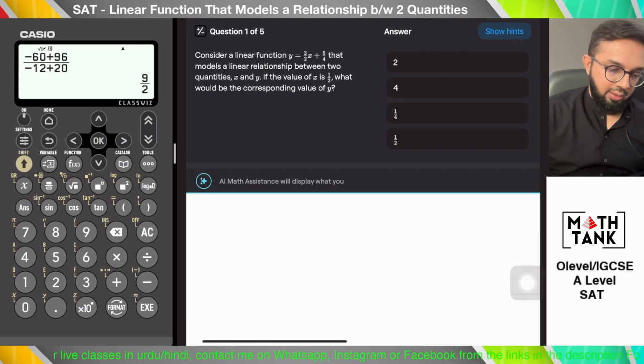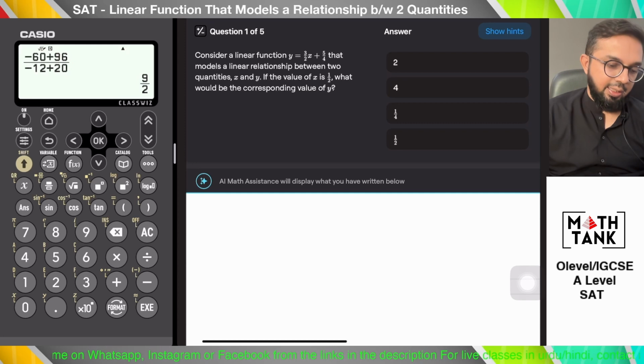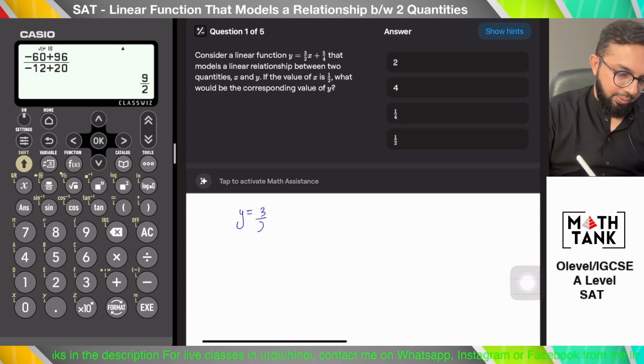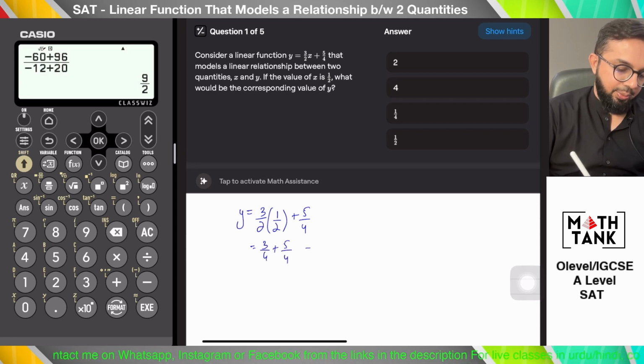Okay, let's see these. Consider a linear function y equals 3 over 2x plus 5 over 4 that models a linear relationship. If the value of x is half, so y equals 3 over 2 times half plus 5 over 4, that will be 3 over 4 plus 5 over 4, that's 8 over 4. So that's 2.